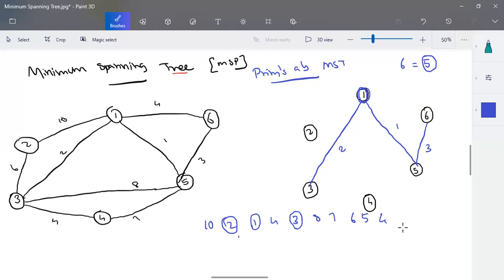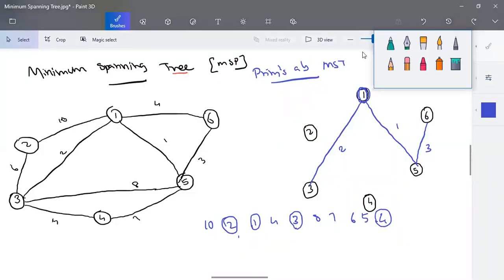Out of the existing list, which one has the minimal weight? This edge with weight 4 has the minimum cost. Now, including this edge connects 1 and 6. But the problem is that when I connect this, it forms a cycle. As I told you, a spanning tree doesn't have any cycle. So this cannot be included. We cannot include it.